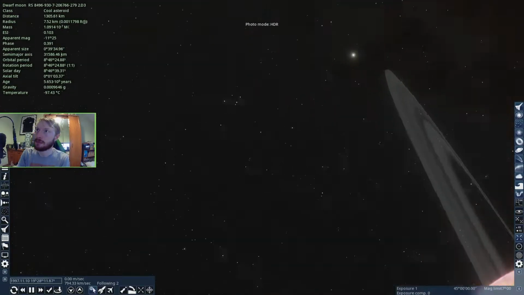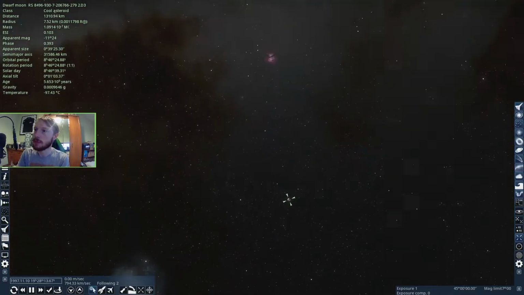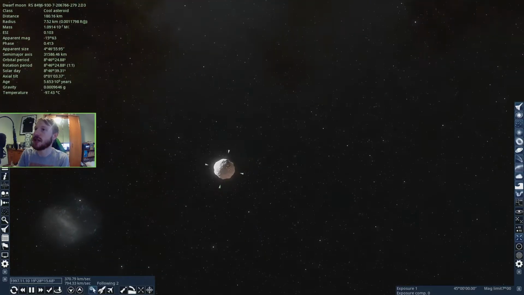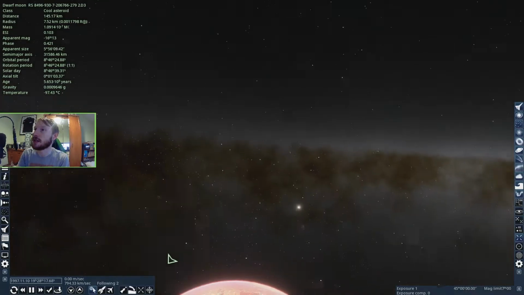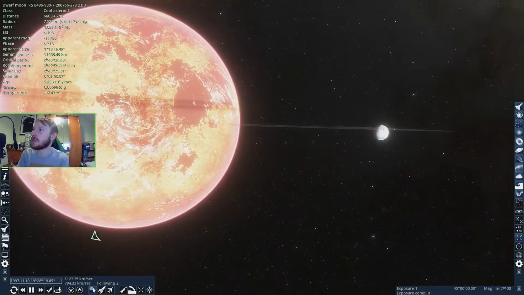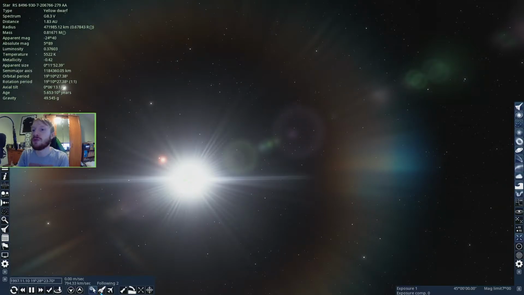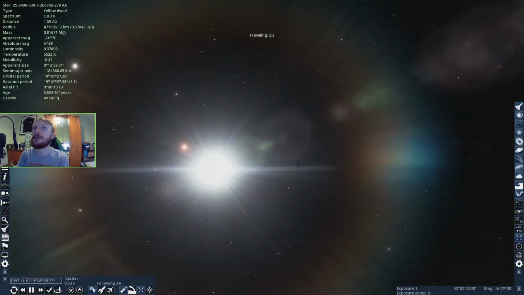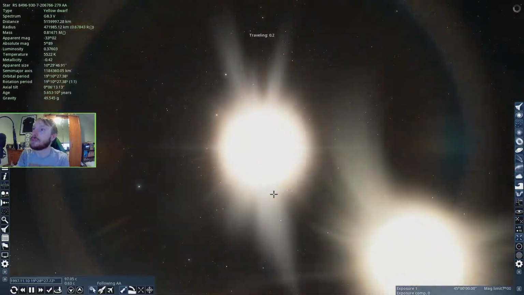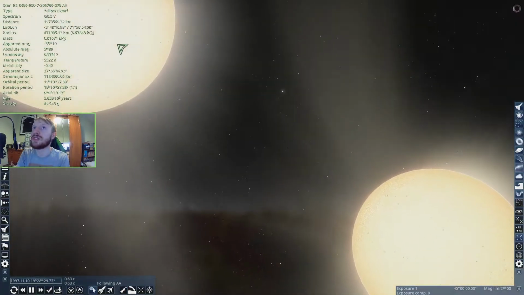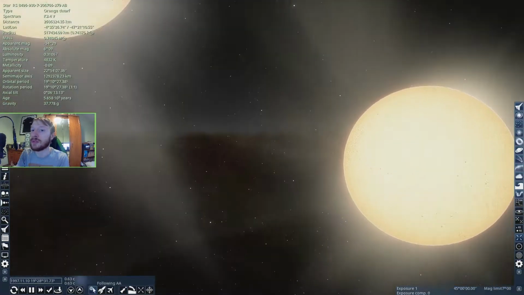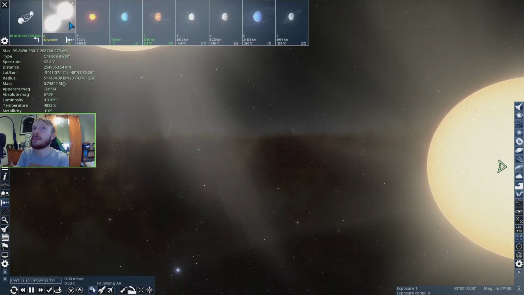Hold on. Where'd it go? Oh, there it is. You don't see the ring in HDR mode, sadly. God damn, that's the only problem with some of this sometimes. But a very interesting system nonetheless. This was a yellow dwarf, RS 8496, and you probably see that, it's a dual system as well. Damn, a double star system, binary. Nice. And that's the planet in question, I think.